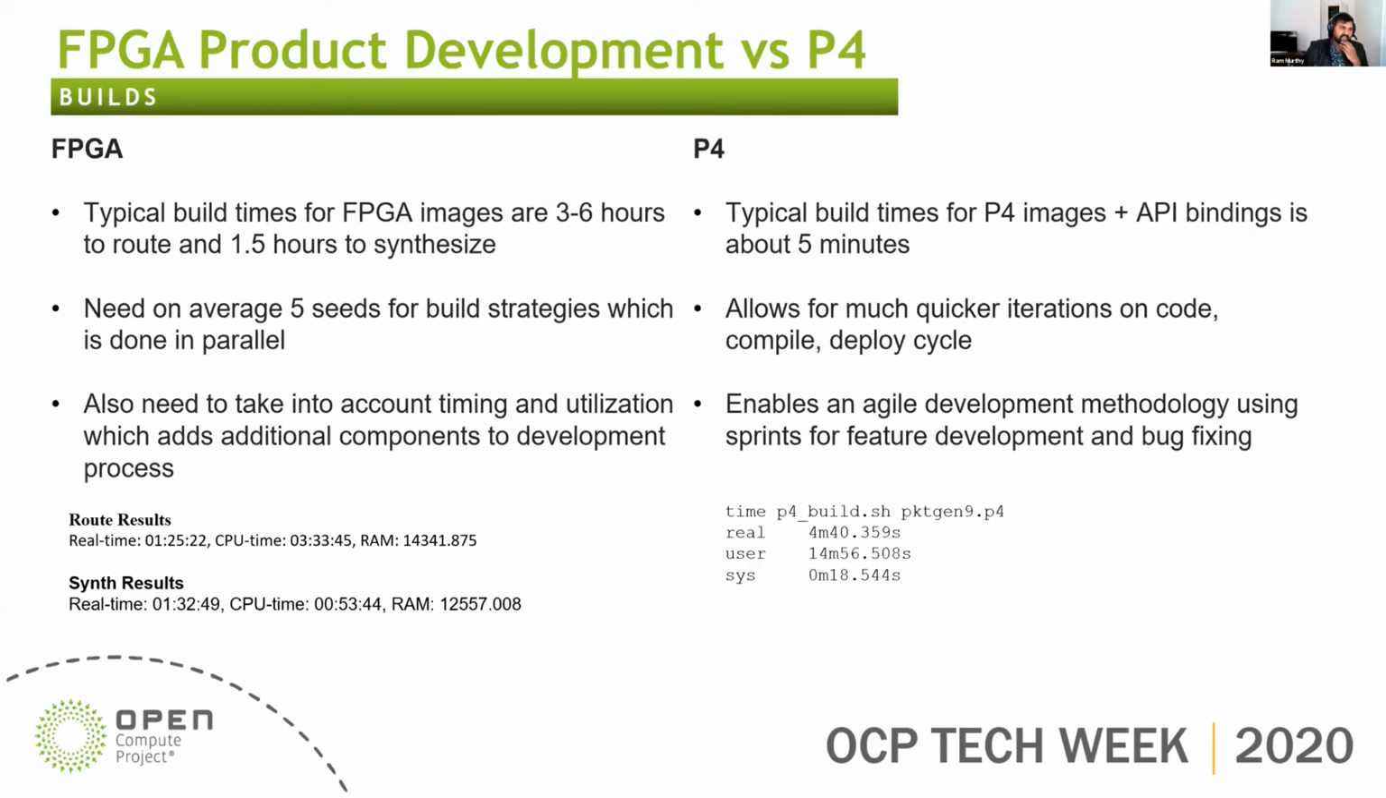Next, I want to get into a compare and contrast of the technologies at hand, looking at FPGA development versus P4 development. One thing that is pretty clear off the bat is that building an FPGA takes much more time. Typically, build times for FPGAs are 3 to 6 hours to route and 1.5 hours to synthesize. And on average, we need 5 CPUs to build strategies, which can be done in parallel, but introduces more complexity into the build process. On top of that, we also have to take into account timing and utilization, which adds additional complexity to the development process. This is in comparison to P4, which can compile the data plane plus the API bindings in about 5 minutes, which is much, much faster.